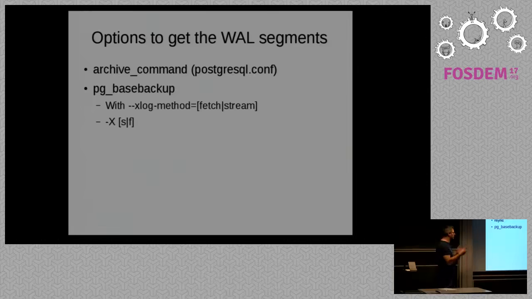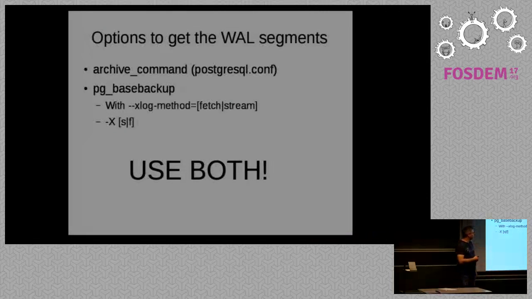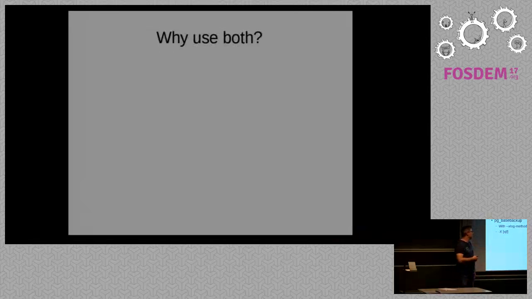Options to get the WAL segments. You can basically have two choices. The archive command, well, you should have one anyway, but we'll get there. Or you can tell pg_basebackup to just fetch the log segments that appeared during its runtime. So that would be with the xlog method. You probably want to use stream. Okay, use both. Or actually, get used to both.